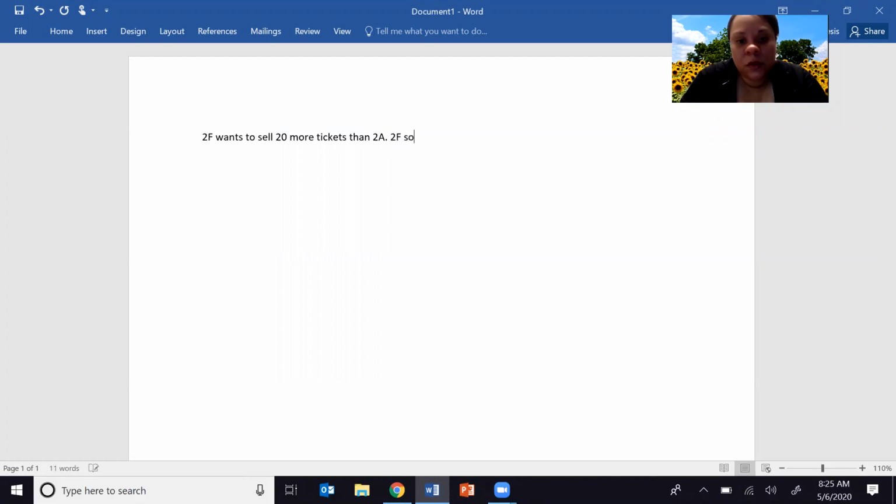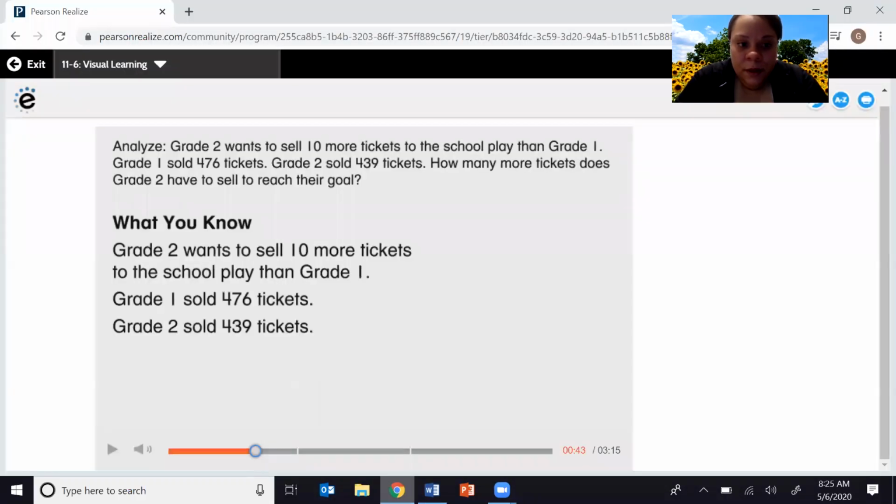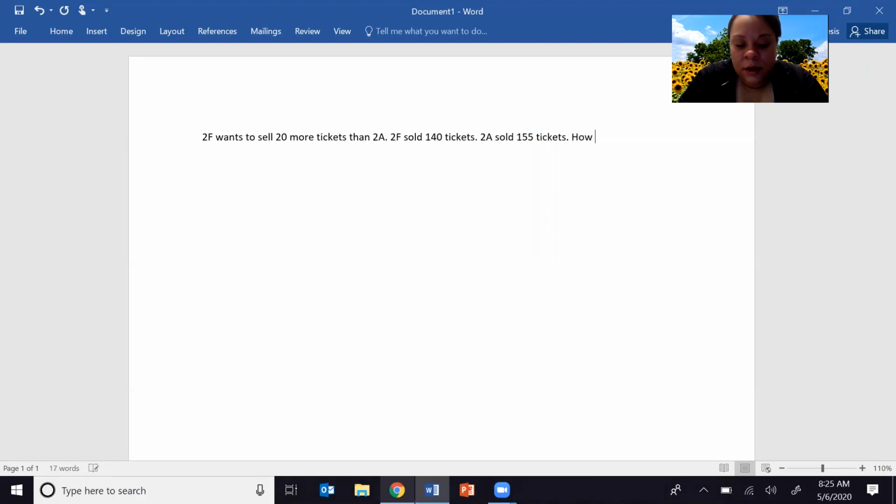2F sold 140 tickets. 2A sold 200, or not 200, 145, no, let's do 155 tickets. How many more tickets does 2F have to sell to reach their goal?